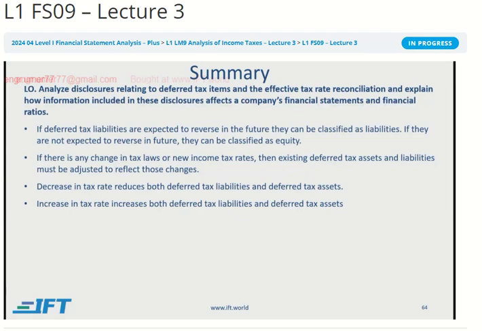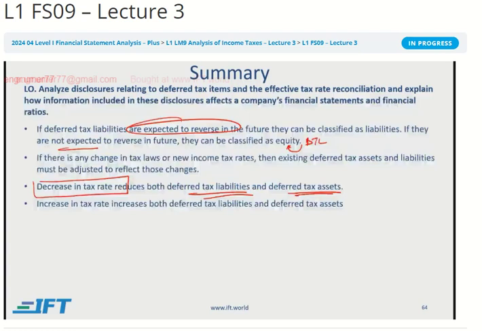And finally, as long as they are expected to reverse, you can show deferred tax asset and deferred tax liability on your books. If they are not expected to reverse, DTL will be converted into equity, right? And DTA going down is bad because it's going to cause a loss for you. They can also go down if your tax rate goes down, right? So both DTL and DTA can go down if your tax rate goes down, whereas if your tax rate goes up, both your DTL and your DTA can go up.